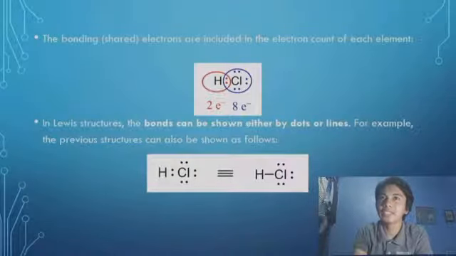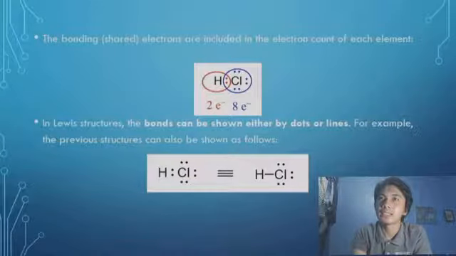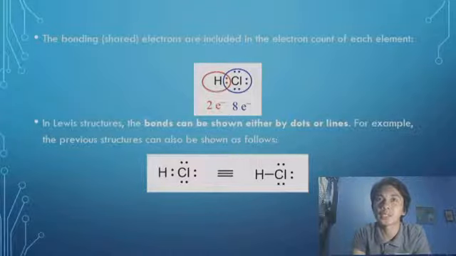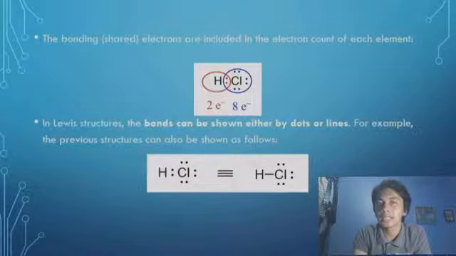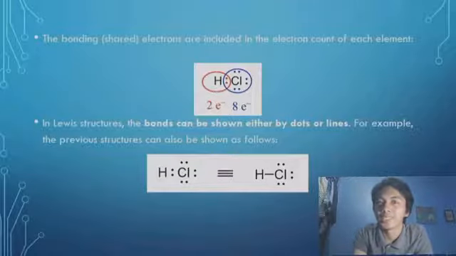The bonding shared electrons are included in the electron count of each element. You can see that the red are the bonding electrons and the blue are the non-bonding electrons. We have 8 non-bonding electrons and we have 2 bonding electrons. Hydrogen does not follow the octet rule since it has 1 electron and can only form 1 bond, which is referred to as the duet rule.